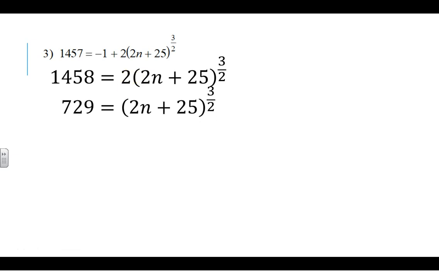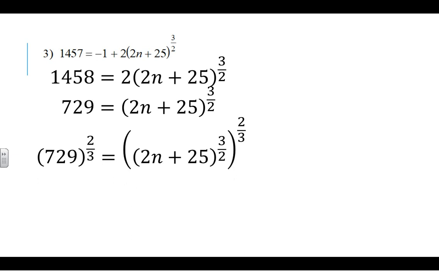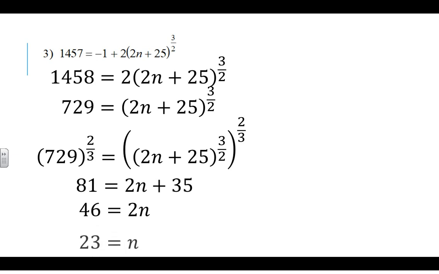Now, because this entire thing is in parentheses, you can do your reciprocal power over root and apply that power over root rule to the left side. Then we're back to algebra that we all know how to do: subtract 35, divide by 2. Sorry I didn't show those steps, but you guys can handle it.